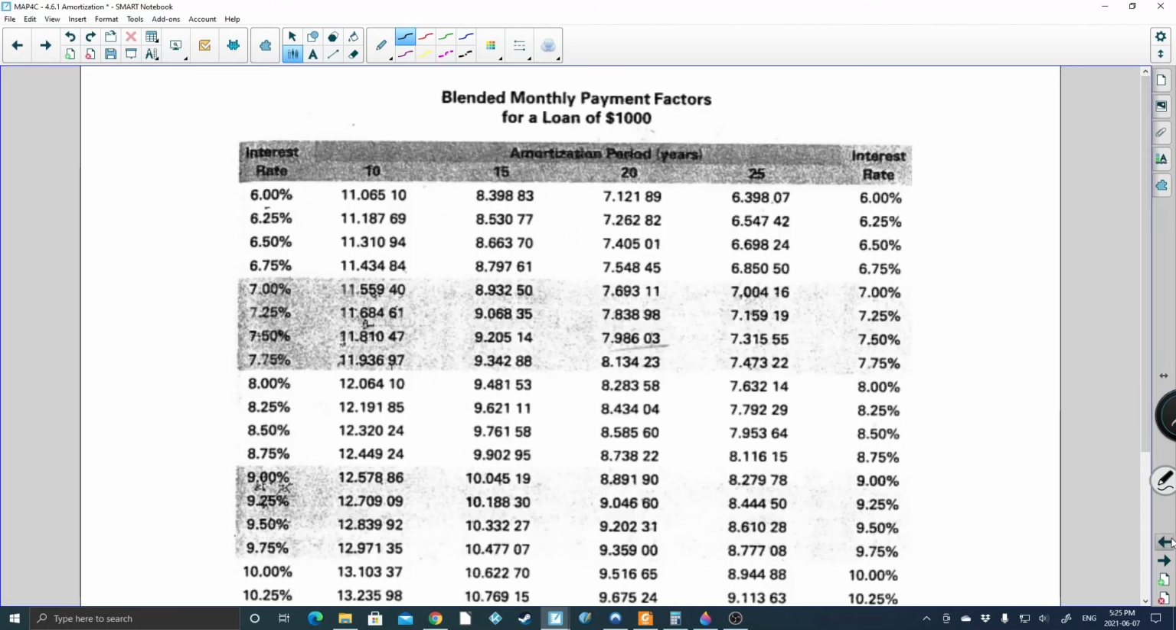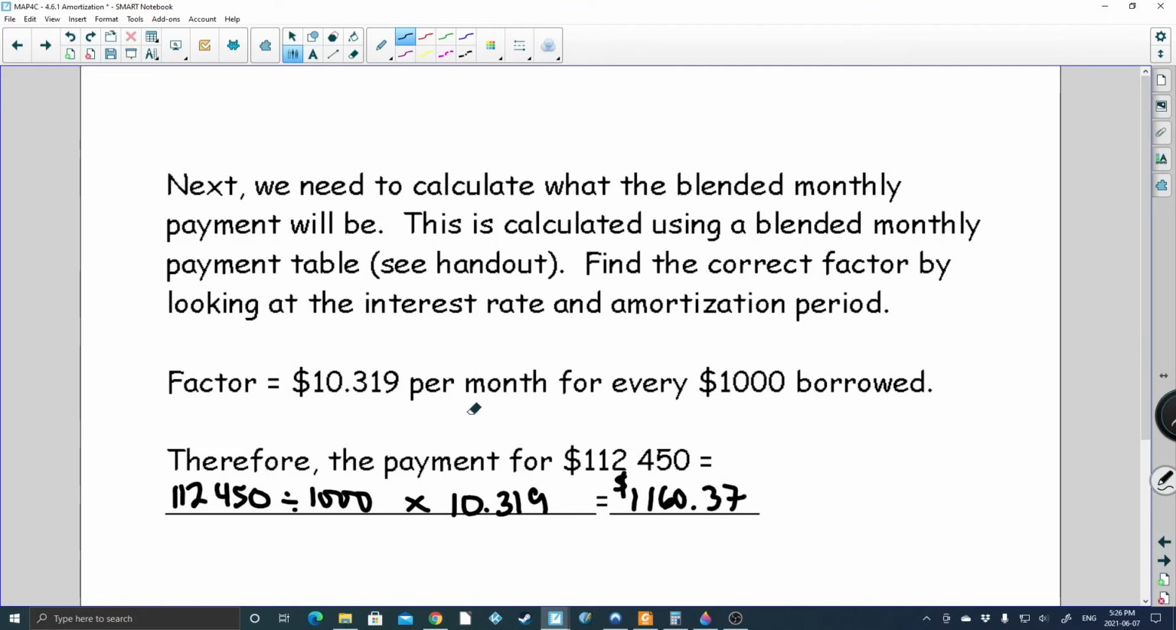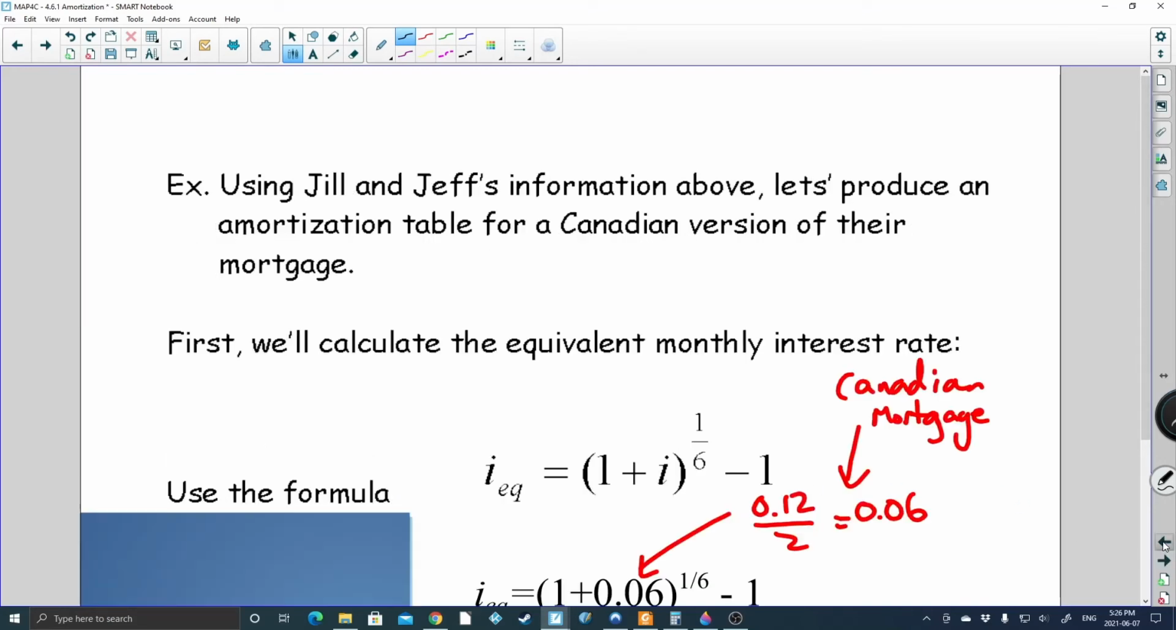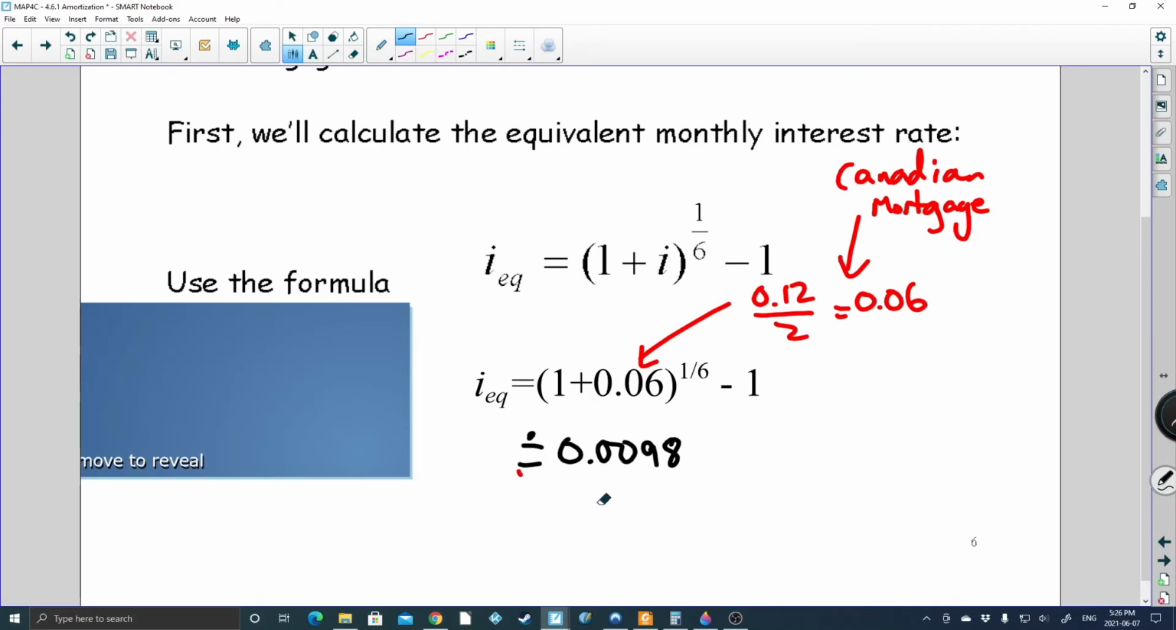Just to recap, that is calculated using this kind of chart, finding the interest and the length of time, taking this number and multiplying that number times your principal divided by 1,000, because it's the amount of money per month for every $1,000 borrowed. Dividing your principal by 1,000 tells you how many $1,000 you borrowed, and you multiply that by 10.319 to find that monthly payment. Now we're also going to need our equivalent monthly interest. This is the equivalent monthly interest.